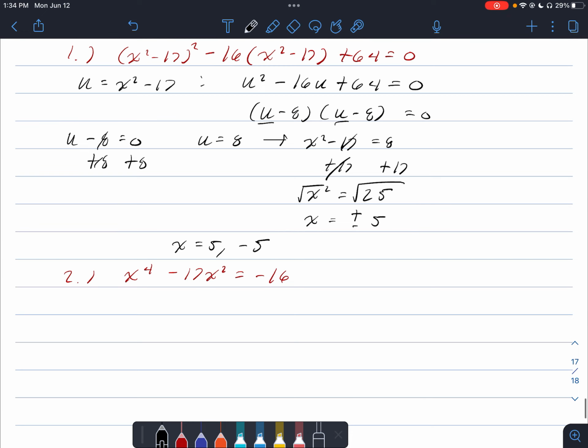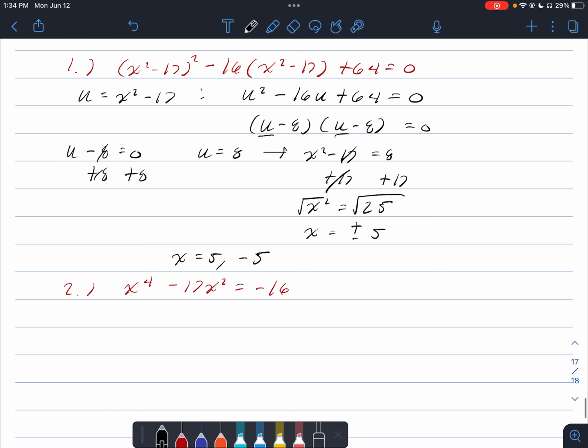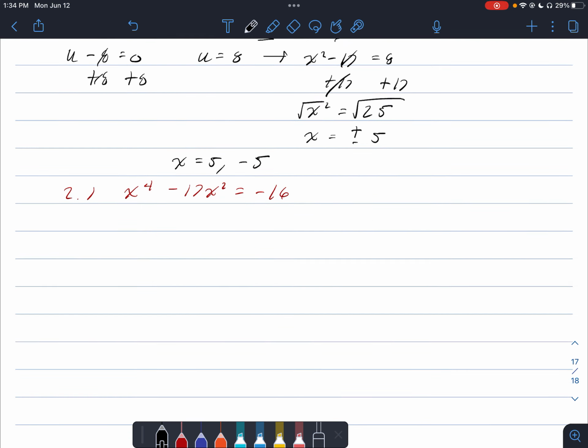So really all we're doing is we're substituting u for x squared minus 17, solving the equation for u, and then plugging x squared minus 17 back in for u once we've solved the equation, and then we can find our solutions. Let's take a look at another example.